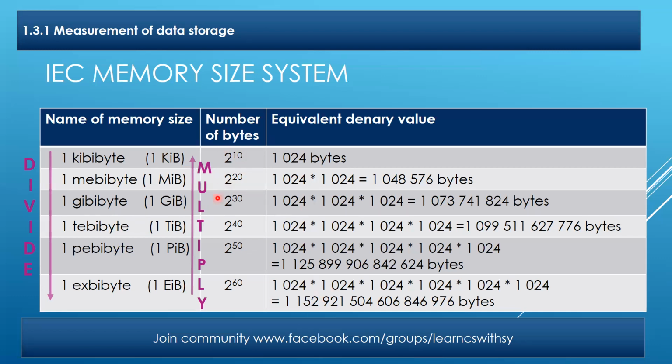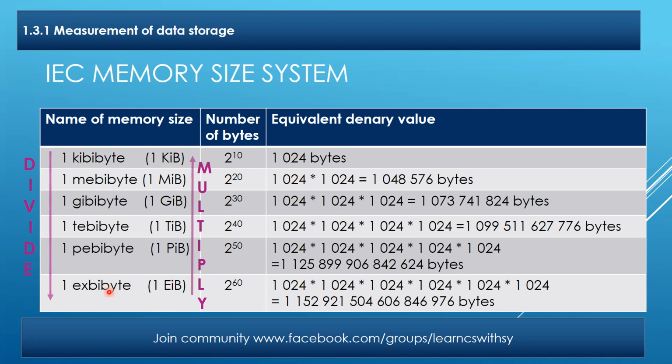And besides this, you can even remember the sequence: power 10, power 20, power 30, power 40, power 50, and power 60. Are you clear? Any issues? This is something that we need to know. So kilobyte, then megabyte, then gigabyte, then terabyte, petabyte, and exabyte. May I move ahead?